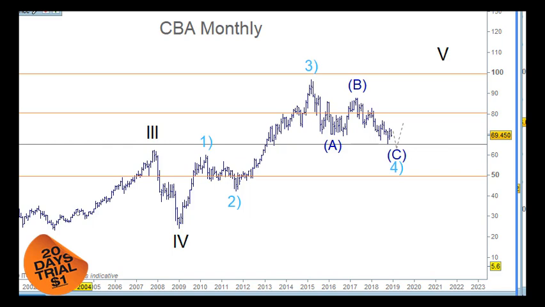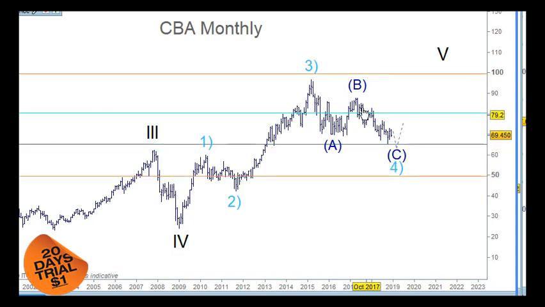I want to start with CBA. We may have a look at another bank and then move on to the ASX. So with CBA here on the monthly chart, we've got a very clear structure to work with in terms of wave 3 here, wave 4 here, wave 1 and 2 and 3 here, an A and a B and a C here for wave 4.